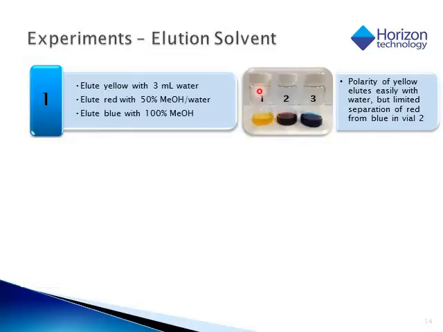The polarity of our yellow compound elutes easily with water. Vial number 1 shows that 3 milliliters of water does a very good job of eluting the yellow. However, with vial number 2, using a 50% methanol and water solution, both red and blue are co-eluting. Vial number 3 easily elutes the blue with 100% methanol.